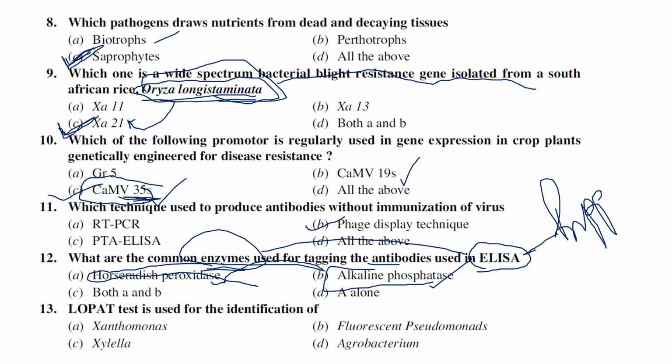These two are important. The next one, the LOPAT test is used for the identification of: Xanthomonas, Xylella, Agrobacterium, fluorescent pseudomonads or Pseudomonas fluorescens. Generally this LOPAT technique is used for the identification of fluorescent pseudomonads. It's important. L for levan, O for oxidase, P for pectinase, and so on. So these tests are used for the identification of fluorescent Pseudomonas or Pseudomonas fluorescens, which is now called fluorescent pseudomonad.